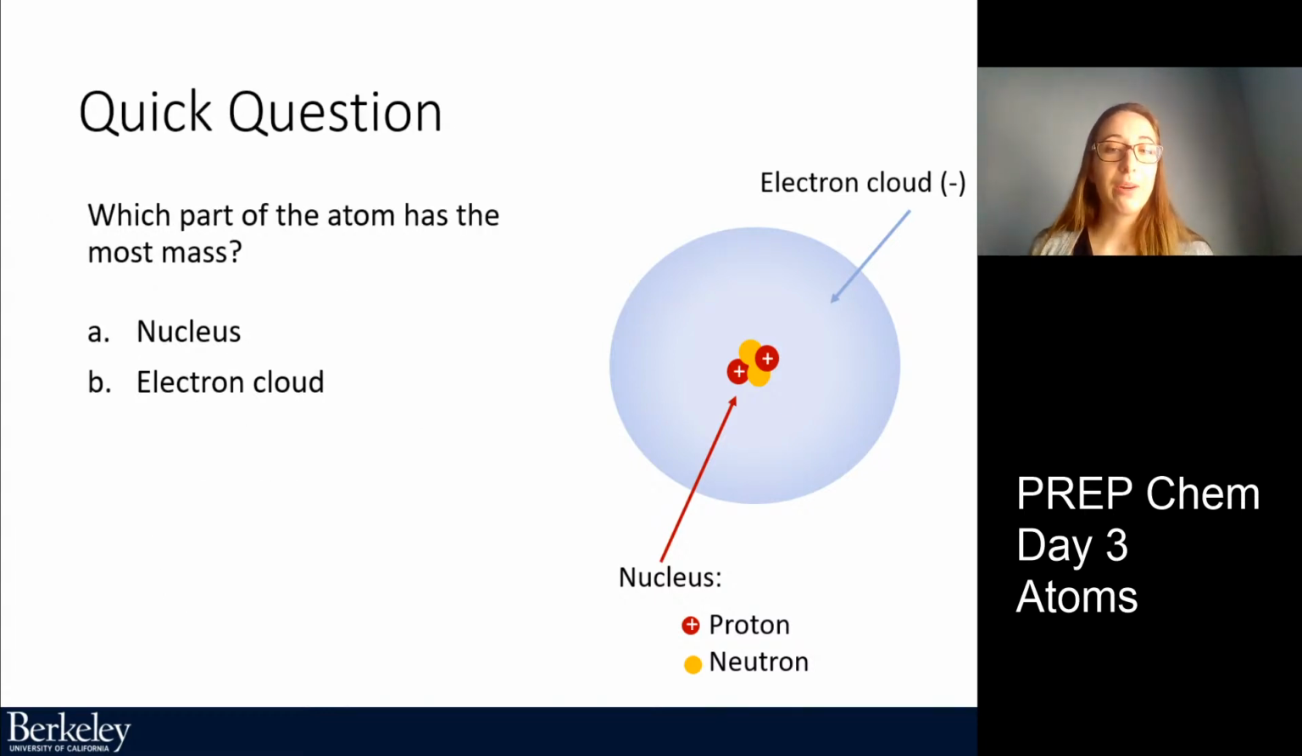Now in your breakout rooms, I wanted you to take about a minute and discuss the following question. Which part of the atom has the most mass, the nucleus or the electron cloud? Feel free to also use this time to post any questions in the chat, and we'll do our best to answer them.